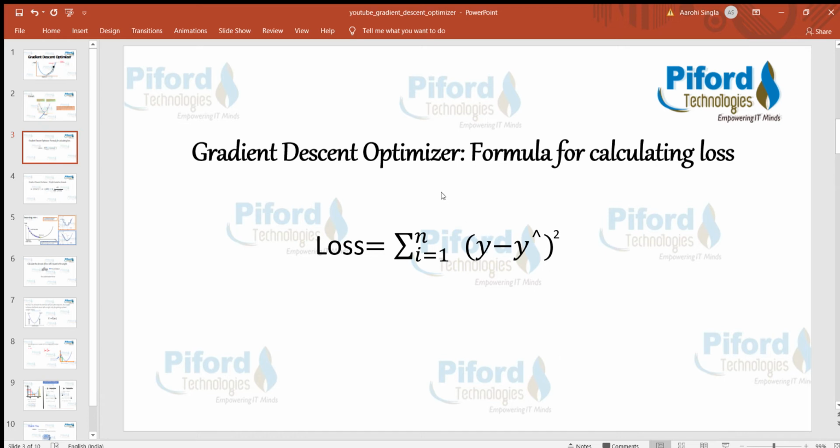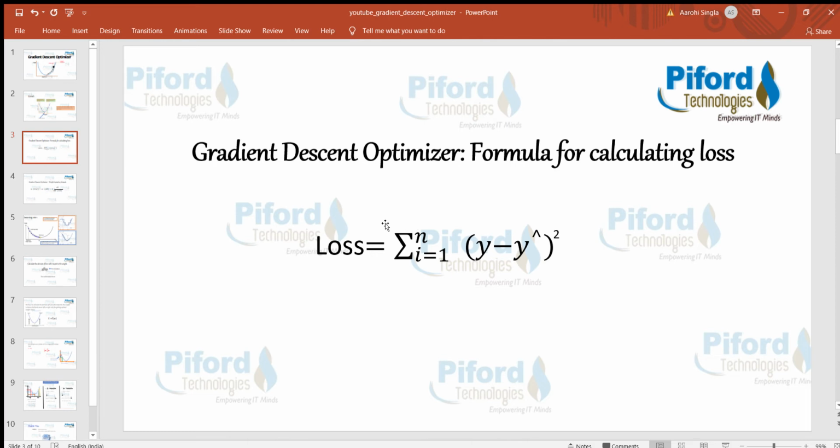So if you're using the gradient descent optimizer, the formula for calculating loss is this. This summation will run from i equal to 1 to n. So this n means, let's suppose you have 20,000 data points in your data set. Let's suppose in your data set you have 20,000 records. That means it will run from the first record to the 20,000th record. It will run for all the records, right?